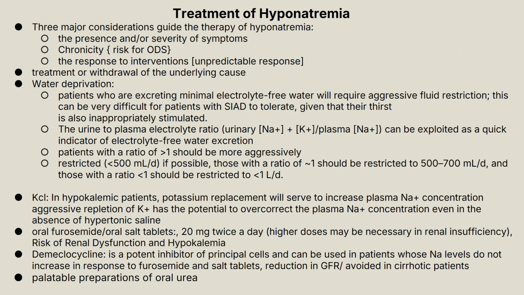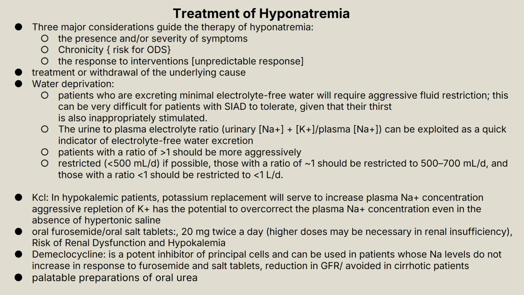Treatment of hyponatremia. There are 3 major considerations in guiding the therapy of hyponatremia, which include the presence and/or severity of symptoms, the chronicity, the risk of osmotic demyelination syndrome, and the response to intervention, which is unpredictable, because hyponatremia usually has an unpredictable response to treatment. Treatment or withdrawal of the underlying cause is very important, and it is the cornerstone of the treatment of hyponatremia.